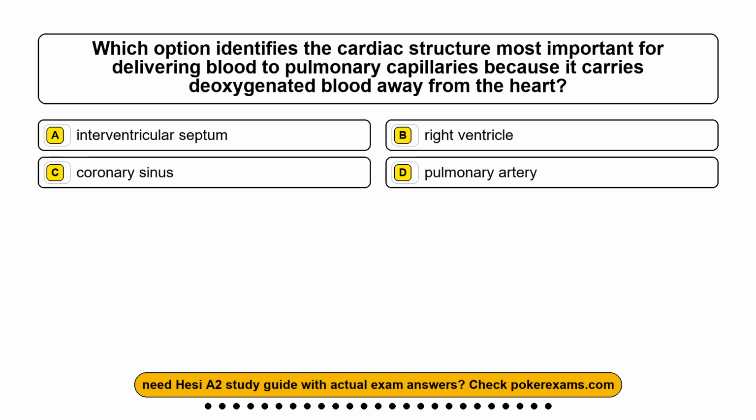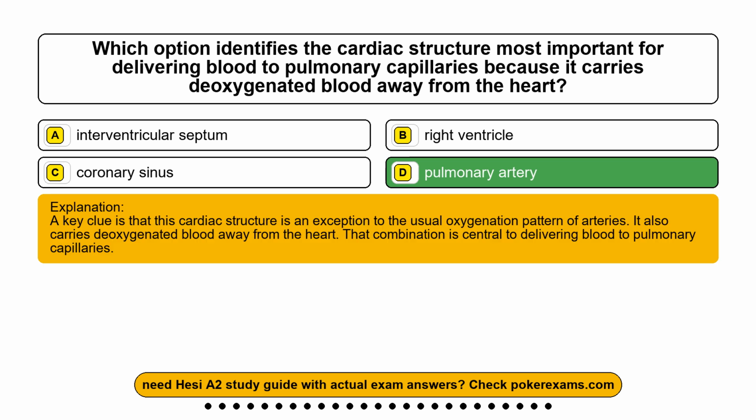Question 13. Which option identifies the cardiac structure most important for delivering blood to pulmonary capillaries because it carries deoxygenated blood away from the heart? Option A, interventricular septum. Option B, right ventricle. Option C, coronary sinus. Option D, pulmonary artery. The correct answer is option D, pulmonary artery.